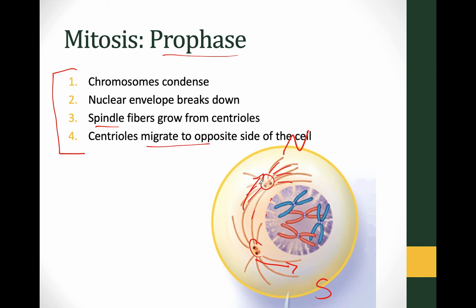These spindle fibers are your movers. These are the guys you pay with pizza and beer to come and move your chromosomes for you. What these guys are going to do is they're going to actually physically grab the chromosomes and move them around.